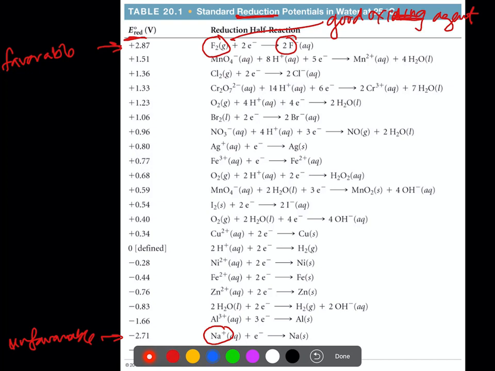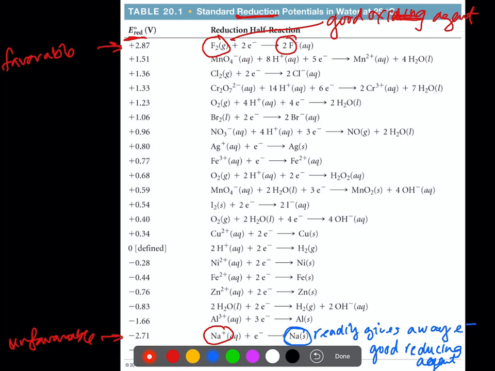Now, if we're going to look at this in the opposite direction, what that does mean is that sodium solid readily gives away electrons, yes? If sodium solid readily gives away electrons, what does that mean? That means that this is a good reducing agent. Yes, does that make sense?